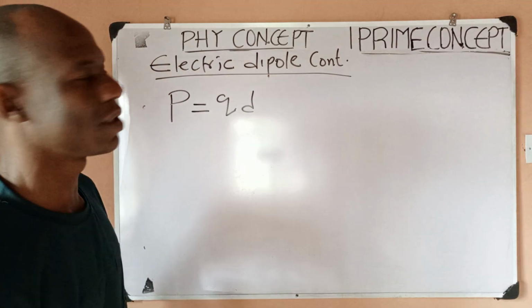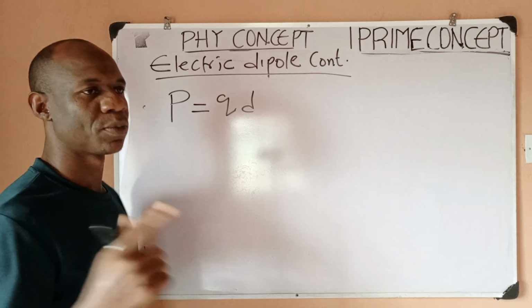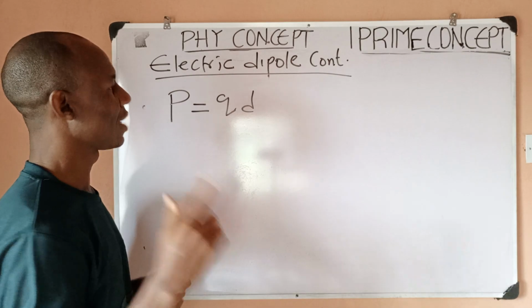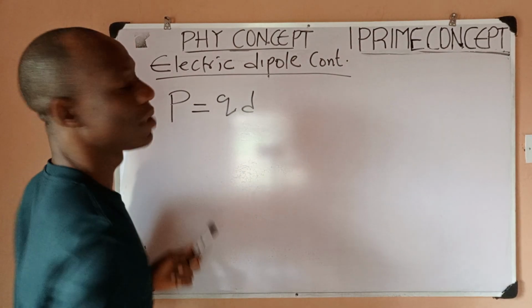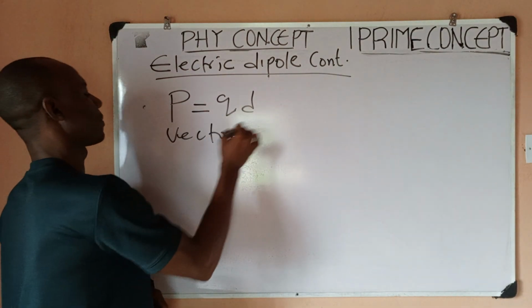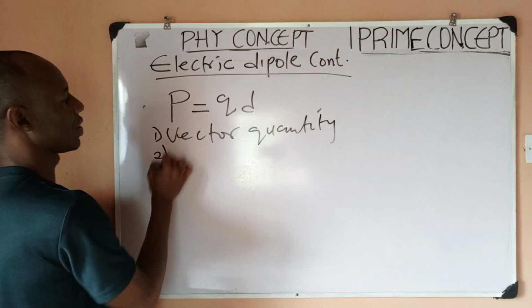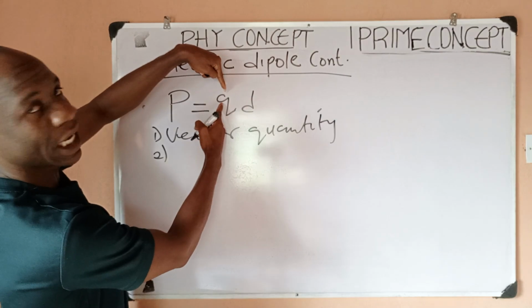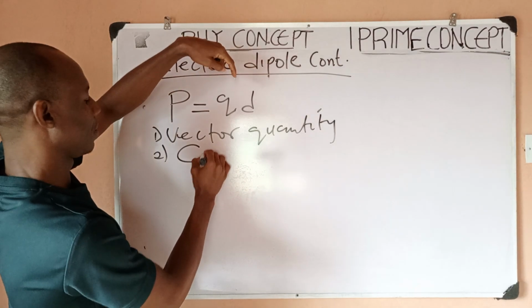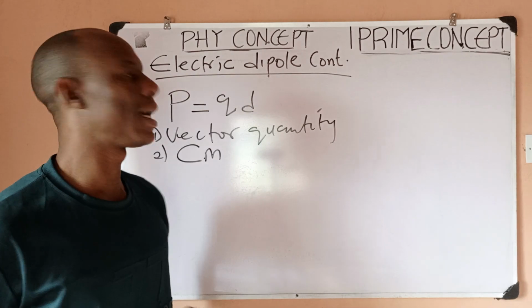One of the things we'll be mentioning here is that electric dipole is a vector quantity. This is a common problem you would meet in exams, very simple. The second thing we want to establish is the unit. Q is charge, measured in coulomb, and d is distance, in meters. So you have coulomb-meters. The coulomb-meter is the unit for electric dipole.